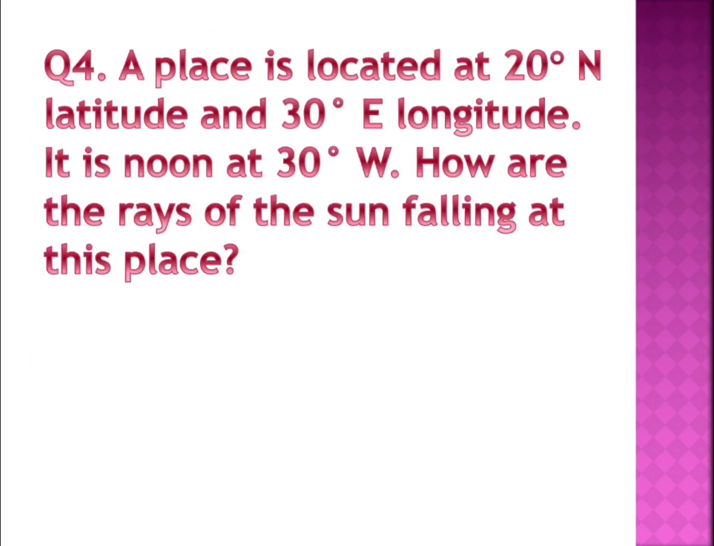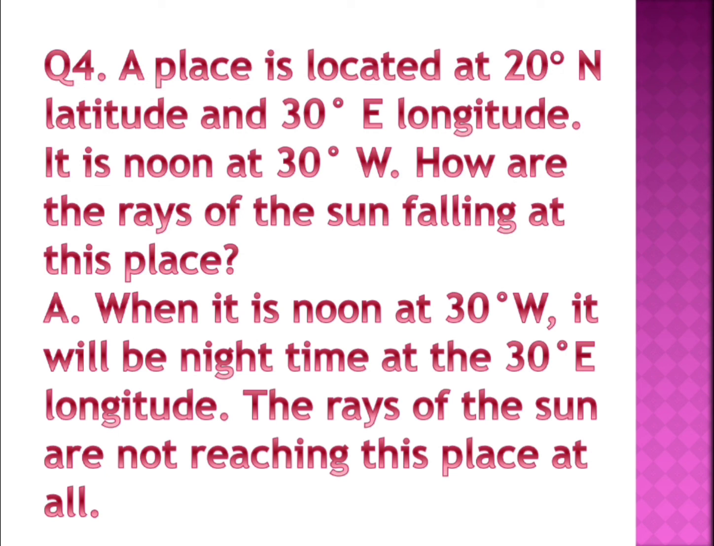Coming to your next question: a place is located at 20 degrees north latitude and 30 degrees east longitude. It is noon at 30 degrees west. How are the rays of the sun falling at this place? So east and west will be having different times, isn't it, children? They are opposite. So if west has noon, the other side will be having evening or night, isn't it? So that's what you will mention.